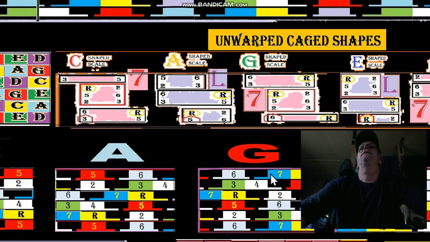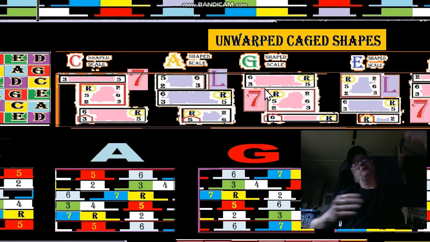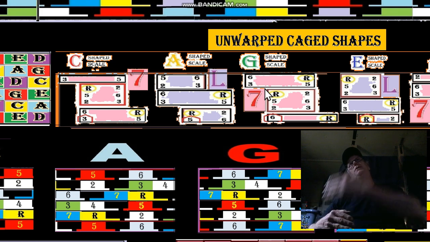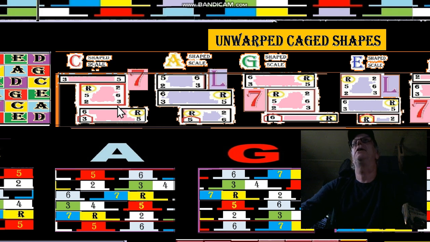The other thing that gives the cage positions their uniqueness, the A is different than G, is the fact that these patterns, as they go across the fretboard, kind of march up and down. I consider them like people marching down a stairs, and as they go across the fretboard, they're marching down. And they kind of almost go in every other one. We talked about every other one before.